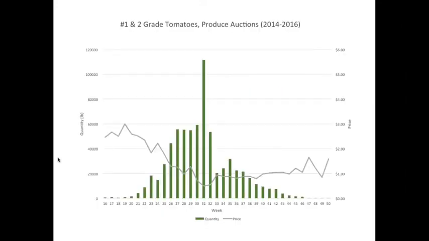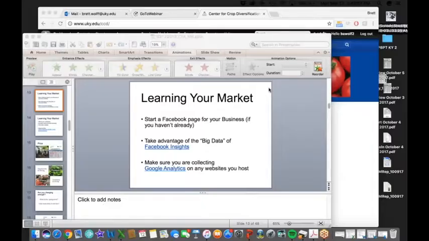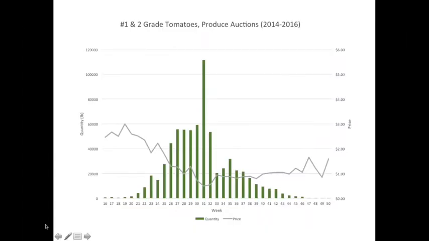So for instance, the gray line that you're seeing is price. The green bars are volume. Where you see the bars starting to go up, that's in that May, June window. And as the supply goes up, the price goes down considerably, from $2.50 a pound down to below $1 a pound in some cases. That's what we typically expect.